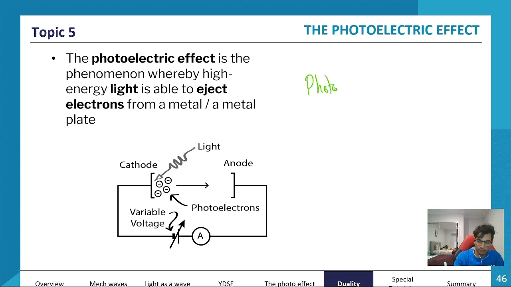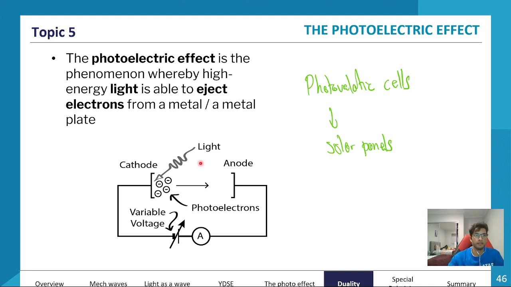which essentially was a very fancy word for solar panels. And so the photoelectric effect basically tells us how solar panels, or photovoltaic cells, actually work. And essentially, this is what's happening.